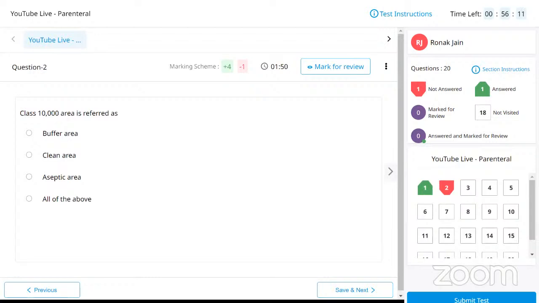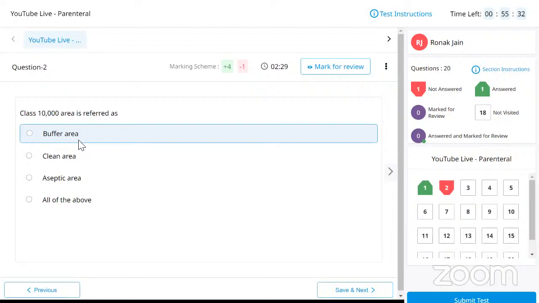Similarly, if I say 1,000, there should not be more than 1,000 particles. When I say 1 lakh, there should not be more than 1 lakh particles. It depends on what exactly the operation would be carried out in that particular area. Over here they have asked class 10,000 area is referred to as what? The options are buffer area, clean area, aseptic area, or all of the above. It cannot be all of the above because it depends on what the operation is. The name of the area is given according to the operations. The answer for this is buffer area, because a clean area can have more particles, meaning the number will be higher, and an aseptic area will have fewer.